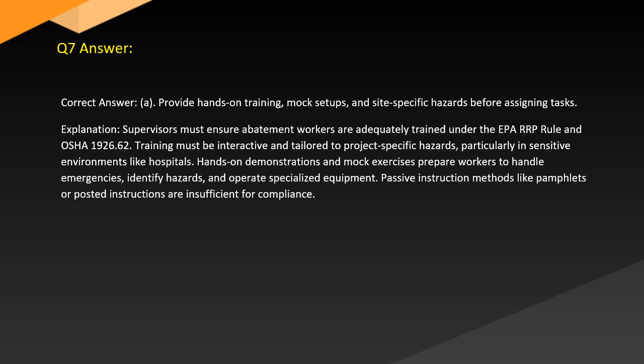Answer. Correct answer. A. Provide hands-on training, mock setups, and site-specific hazards before assigning tasks. Explanation. Supervisors must ensure abatement workers are adequately trained under the ORP rule and OSHA 1926.62. Training must be interactive and tailored to project-specific hazards, particularly in sensitive environments like hospitals. Hands-on demonstrations and mock exercises prepare workers to respond to emergencies, identify hazards, and operate specialized equipment. Passive instruction methods like pamphlets or posted instructions are insufficient for compliance.